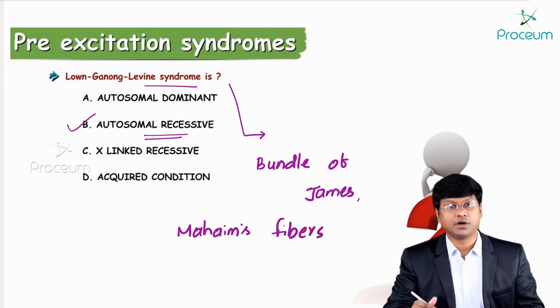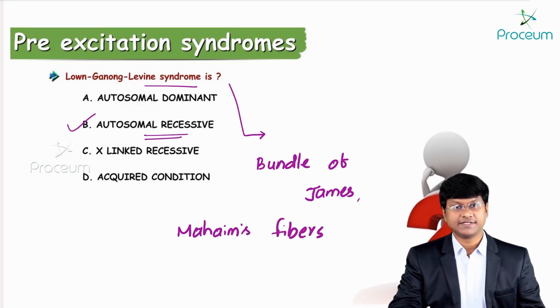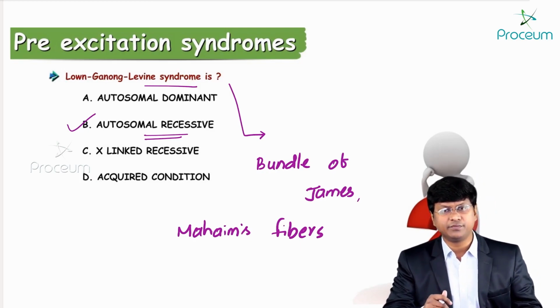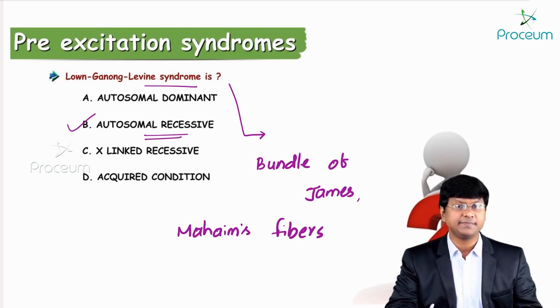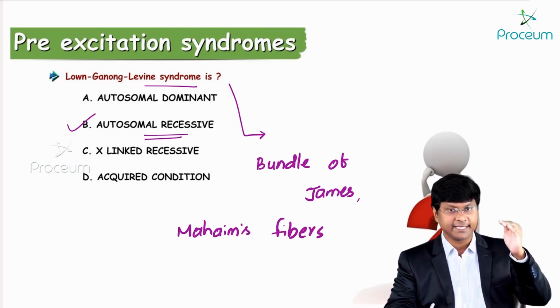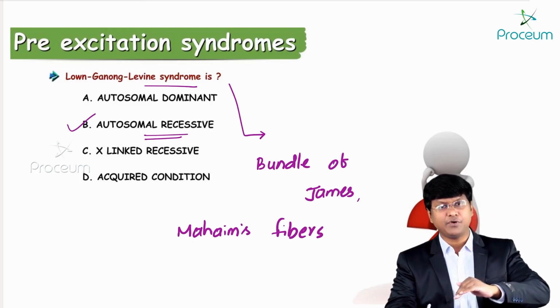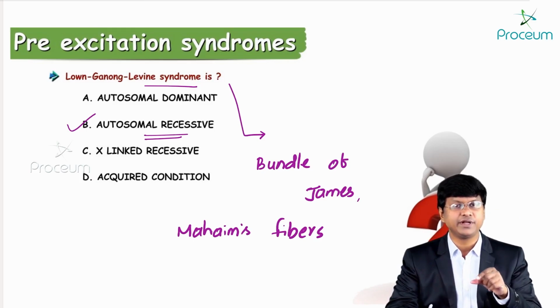Right, Maham's fibers or the Maham's bundle. So that is what is the Lown-Ganong-Levine syndrome. That is in the name of the accessory pathway. Now, if you see here, how will the accessory pathway be? In case of Lown-Ganong-Levine syndrome, the accessory pathway will be from the SA node, directly it will jump onto the bundle of His without getting connected to the AV node in between.